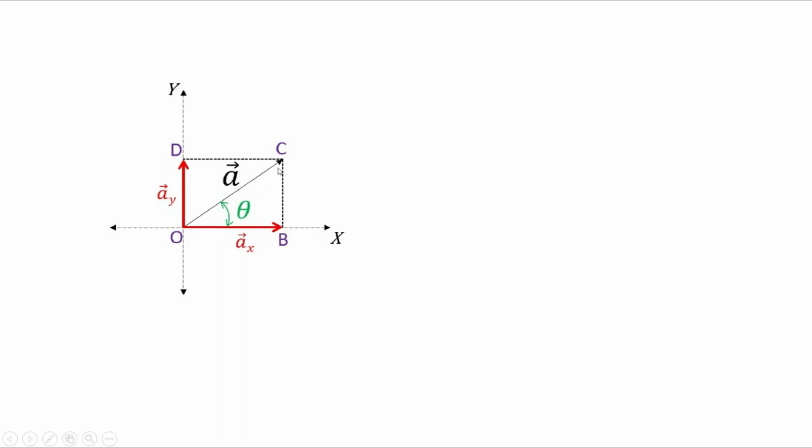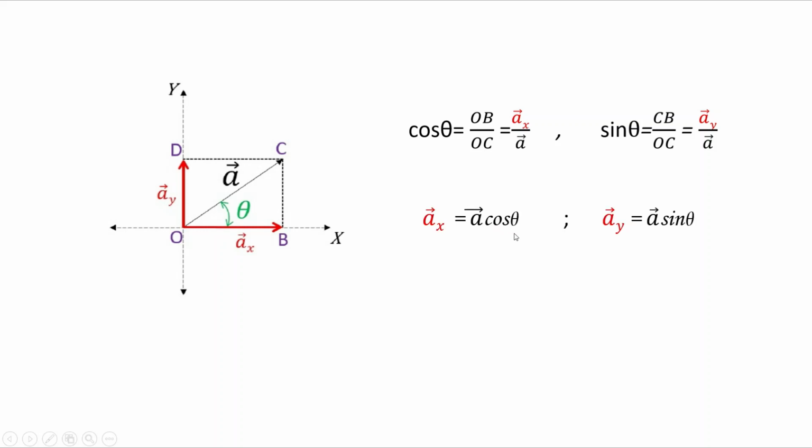Now consider this right angle triangle OCB. By definition, we have cos theta equals OB over OC, that is adjacent side over hypotenuse side. So we have here AX over A. Similarly, in this right angle triangle for sin theta, we have opposite side over hypotenuse, that is CB over OC, and you can observe here CB is the same as OD, so CB is replaced with OD, and for sin theta finally we have vector AY over A. Now solving for AX and AY, we get A cos theta and A sin theta.